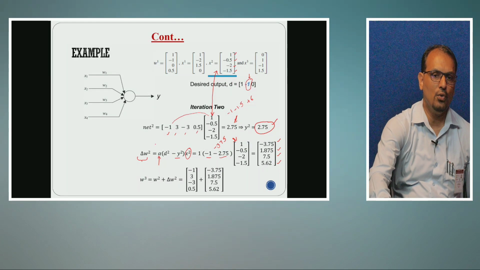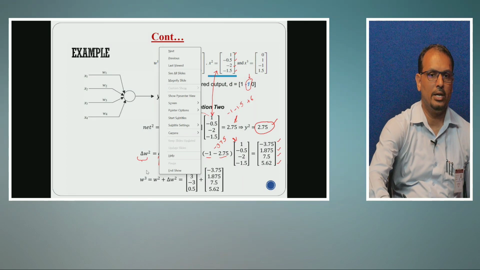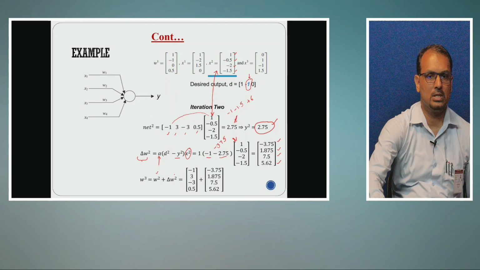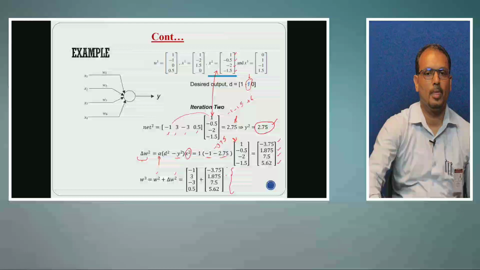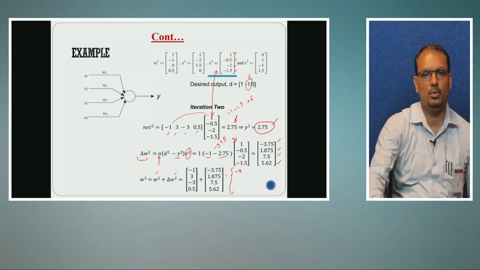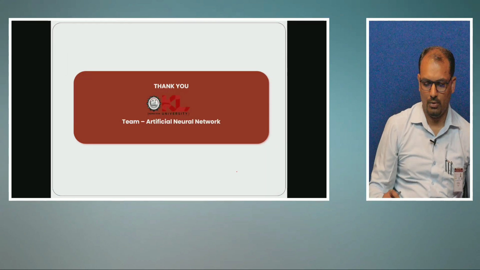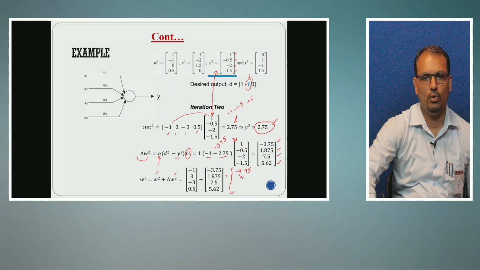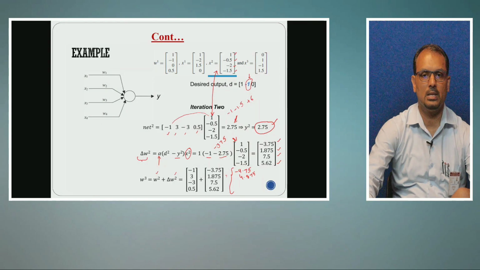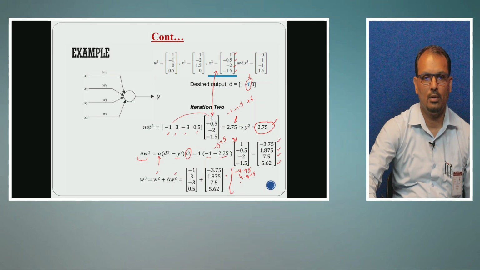And when you are going to calculate the new weights, what is the W2? We calculated it in the previous step. And delta W we just calculated, both we are going to add. So what are the new weight values that I am going to write here? Minus 1, minus 3.75 is nothing but minus 4.75. 3 plus 1.875 is nothing but 4.875. And what about the next, minus 3 plus 7.5? It's nothing but 4.5. And 5.62 plus 0.5 is nothing but 6.12.